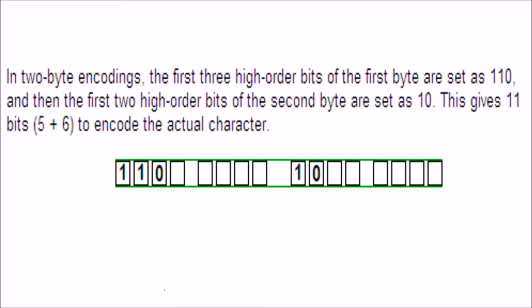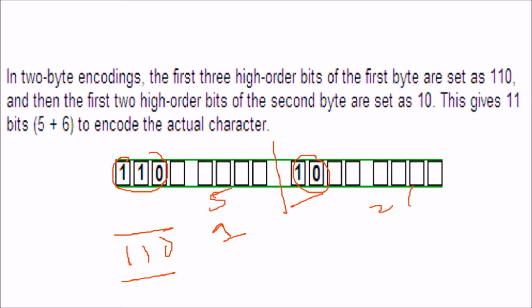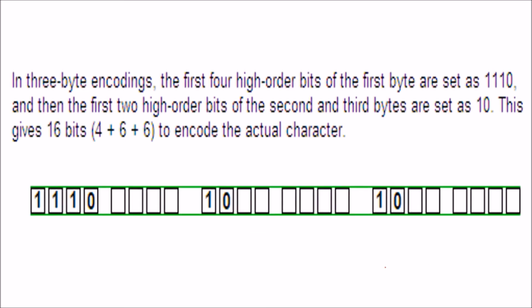Then the 2 byte encoding. In the first byte, the first 3 higher bits are always 110. This is fixed. This is the first byte, and this is your second byte. The 2 higher order bits of the second byte will be 10, fixed. So we are left with 5 bits here and 6 bits here. 5 plus 6 is 11, so we are left with 11 bits to encode the actual character. So we have 0 to 2 to the power 11 minus 1. From here, the numbers have come up which I indicated earlier.